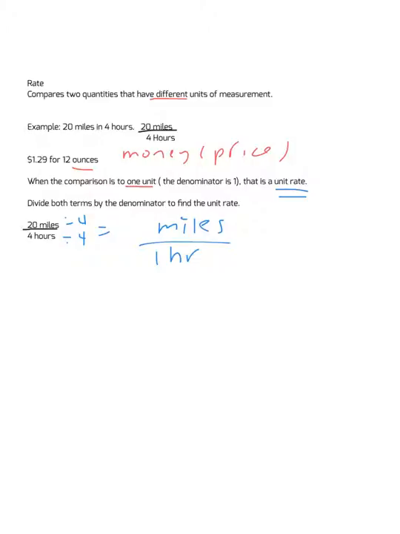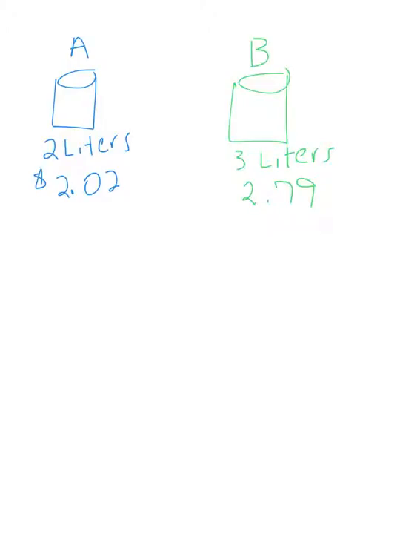How are we going to be using unit rate? We will be using it to compare better deals. Here we have 2 bottles of soda. We have a 2-liter bottle for $2.02, that's bottle A, and we have a 3-liter bottle for $2.79. So bottle B is bigger, but it costs a little bit more. We're going to look at the unit rate and figure out what it costs per liter.